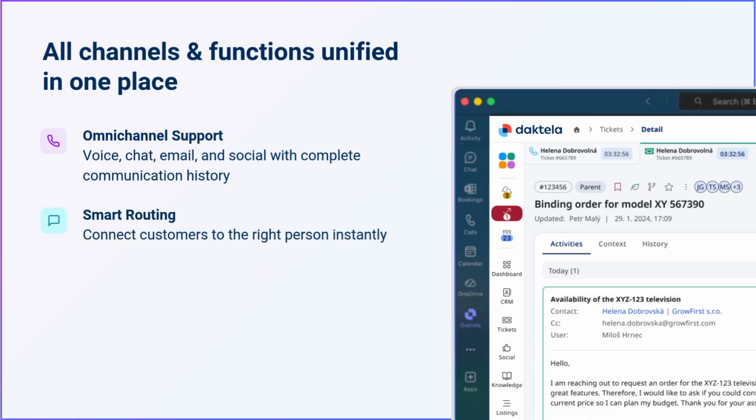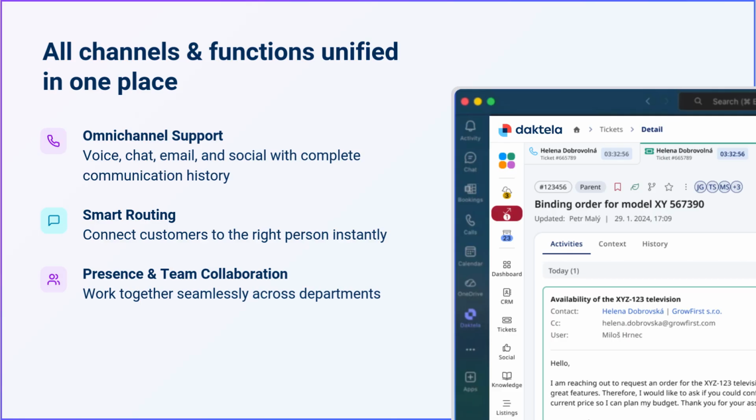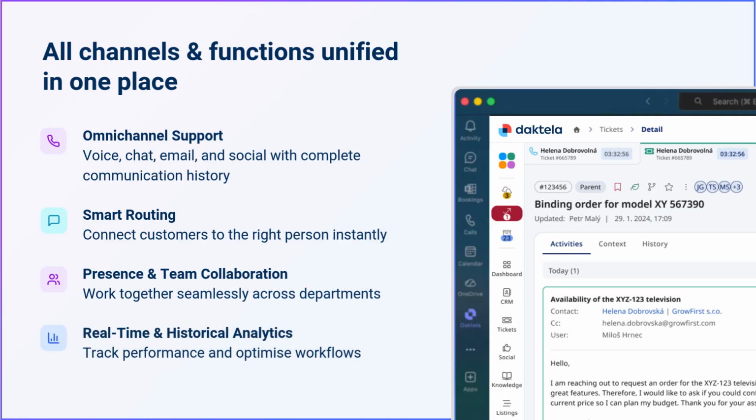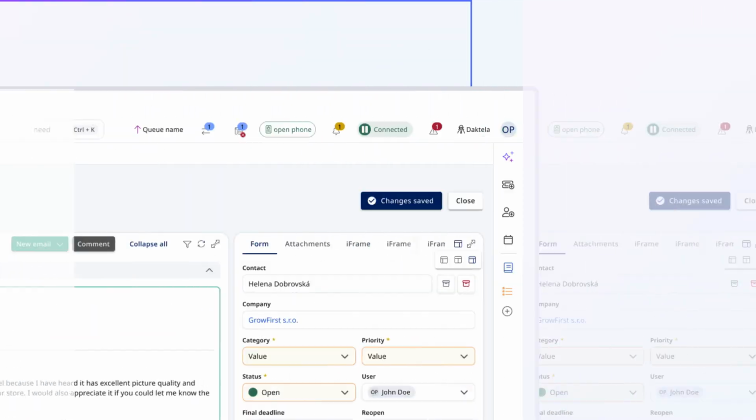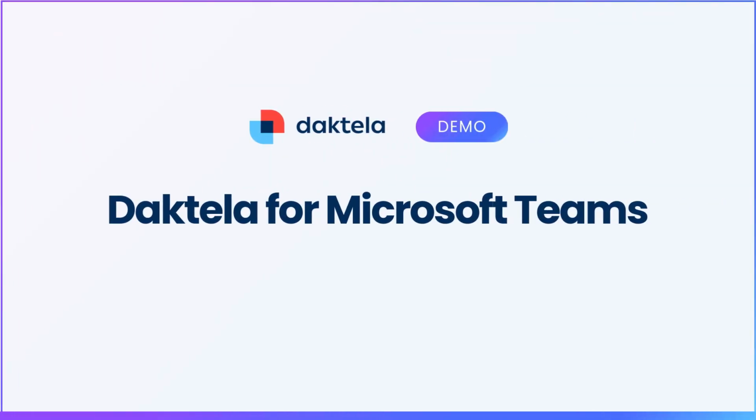Smart routing, connecting your customers to the right person instantly. Presence and team collaboration, so you can work seamlessly across different departments. And analytics, to track performance, optimize workflows, and see trends across your entire business. This isn't just integration, this is your total operation aligned in one place. So, let's see it in action and dive into our demo.